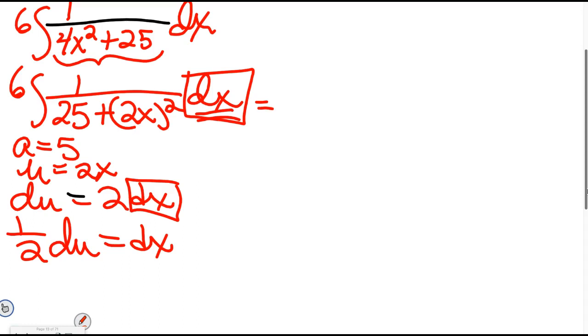So when we're all done, we have the 6 from the top of the fraction. We have 1 over a.